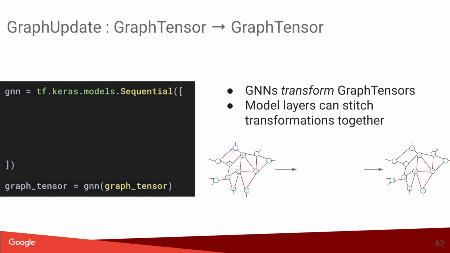Now let's build the graph neural network using the Keras sequential API. We will be applying GNN layers here that transform the graph tensors. A GNN layer receives a graph tensor as input and returns a transformed graph tensor as output. And in the Keras sequential API, each layer receives its input from the output of the preceding layer.